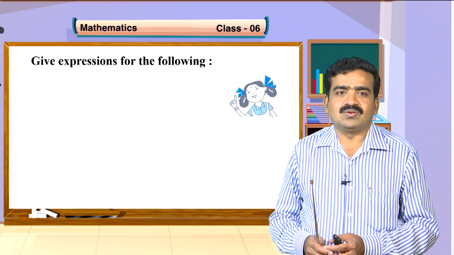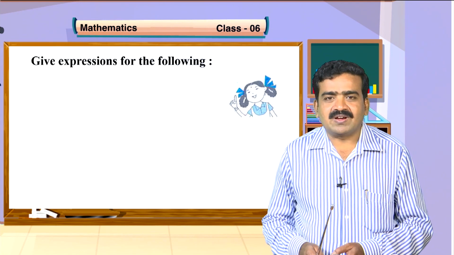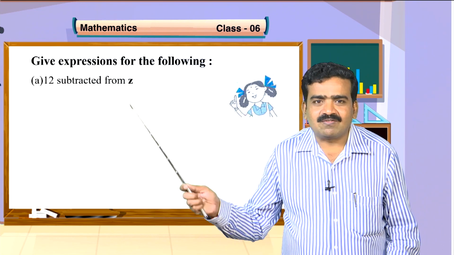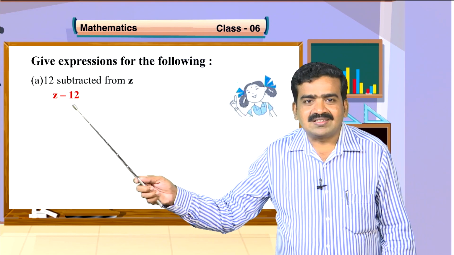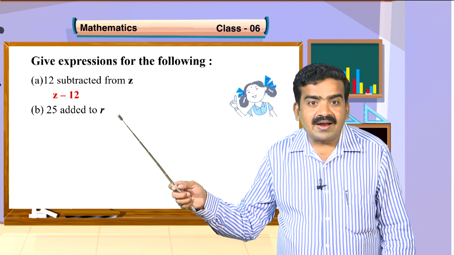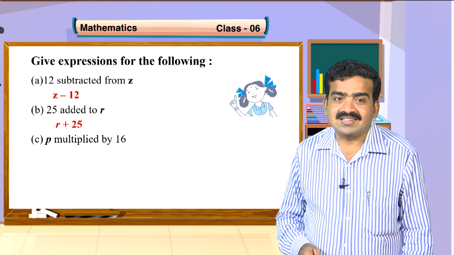So, let us go with some examples. Give expressions for the following. The question is: 12 subtracted from z. How to write 12 subtracted from z? You are correct, z minus 12 is the answer. Then 25 added to r. What is the answer? r plus 25 is the answer.